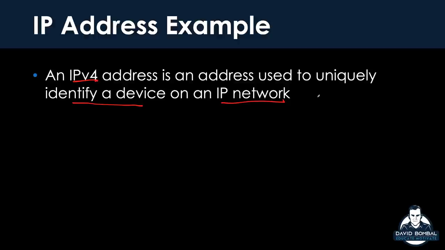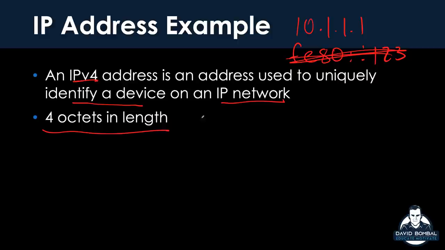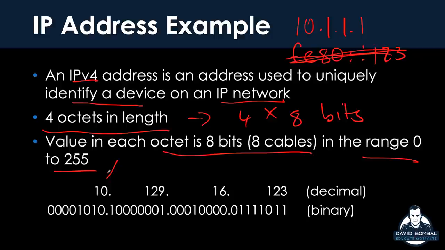An IP version 4 address is an address used to uniquely identify a device on an IP version 4 network. We have what are called IP version 4 addresses, which would look something like this. And then we have IP version 6 addresses. Don't worry about this at the moment, but we could have an IP version 6 address that looks something like this. So we won't worry about IPv6 for the moment. IP version 4 is 4 octets, in other words, 4 times 8 bits in an IPv4 address. So each value in the octet is 8 bits, or as an analogy, once again, 8 cables in the range 0 to 255. So if we looked at 10 as an IP address, 10 looks like this.